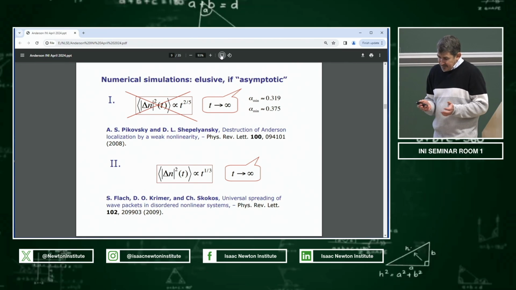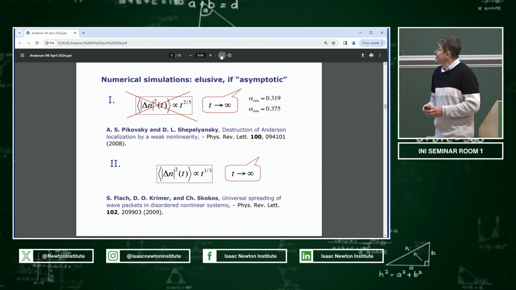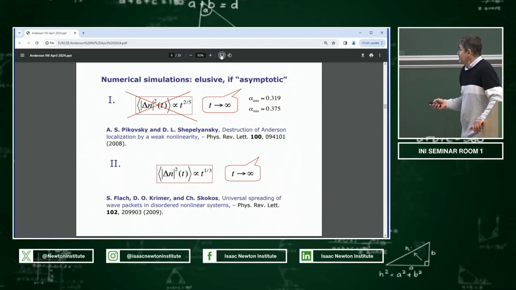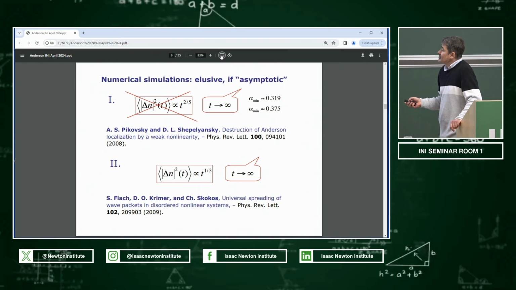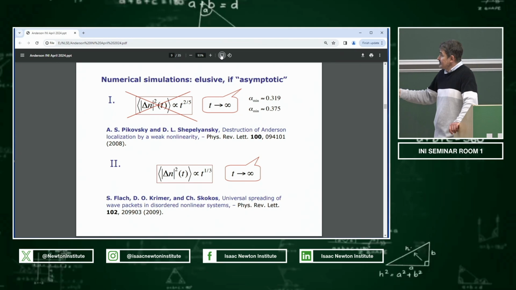Some people can say when there is a nice theory which doesn't comply with numerical simulation, then so much the worse for simulation, of course. Well, maybe. There was another paper, actually, by Flach, Krimer, and Skokos. And this group is very active and continues to be active now, especially Skokos is a very active guy. They ran their simulation for a similar problem, and they said it looks like the exponent here is 1/3. So they say that there is no 2/5 exponent, it's smaller.